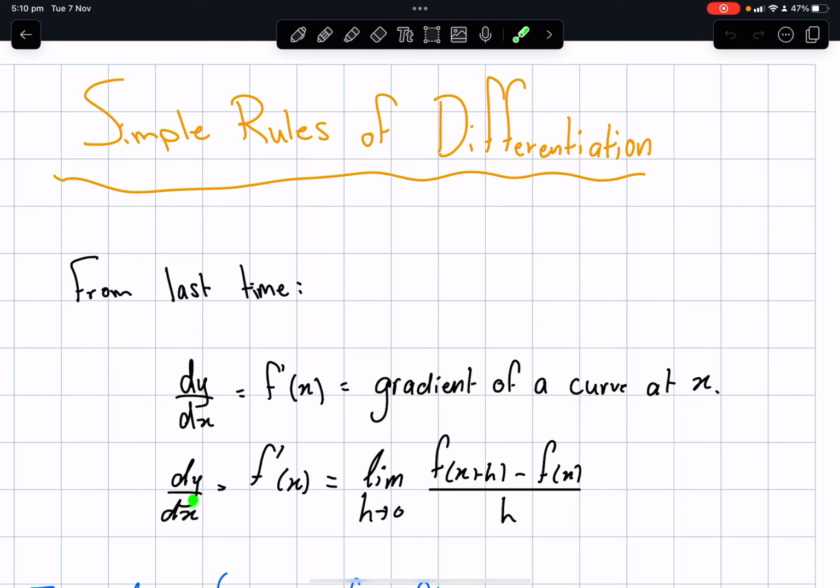Now, dy by dx equals f prime of x, we said was equal to this formula here. So the limit as h tends to 0 of f of x plus h minus f of x all over h. Now, this was differentiating by first principles. And it is really good to know. It's one of those things that it's nice to know where the little tricks you'll learn come from.